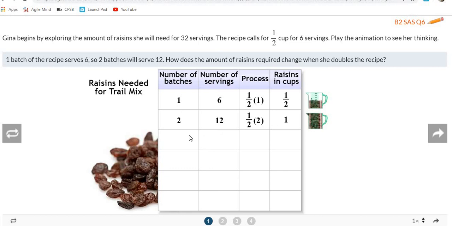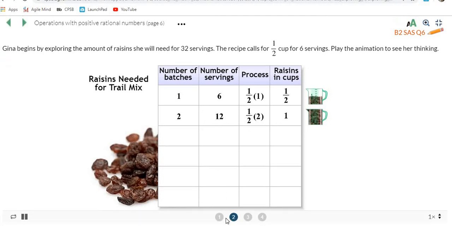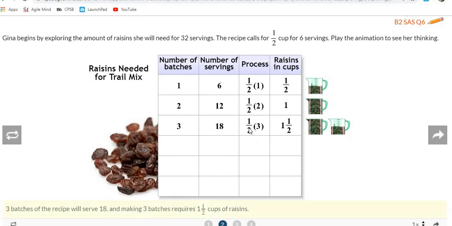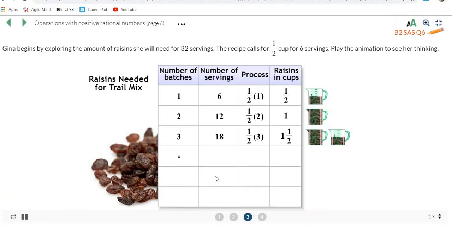Alright, so we need to keep going because she needs 32 servings. So we need to continue on our chart. You should be filling this out with us as we go along. Okay, so she knows 3 batches is going to serve 18. So 3 times a half, she has 1/2, 1/2, another half, that's a whole cup, and then a half left over. Alright, still not enough servings. We need 32, so we need another 6 here.